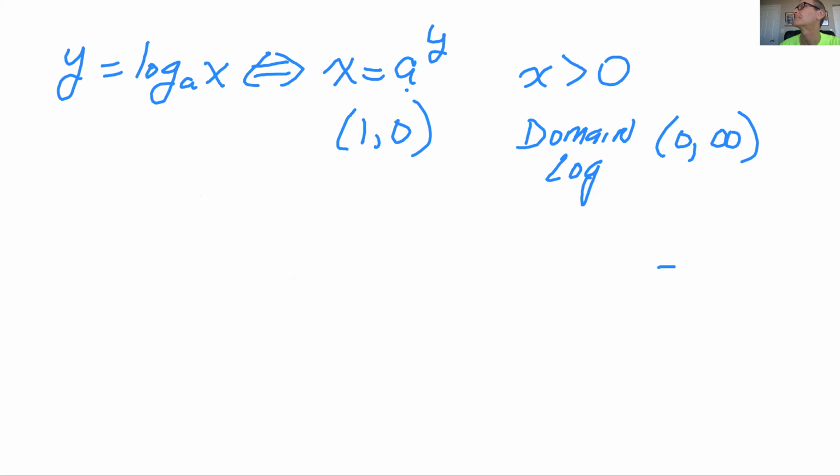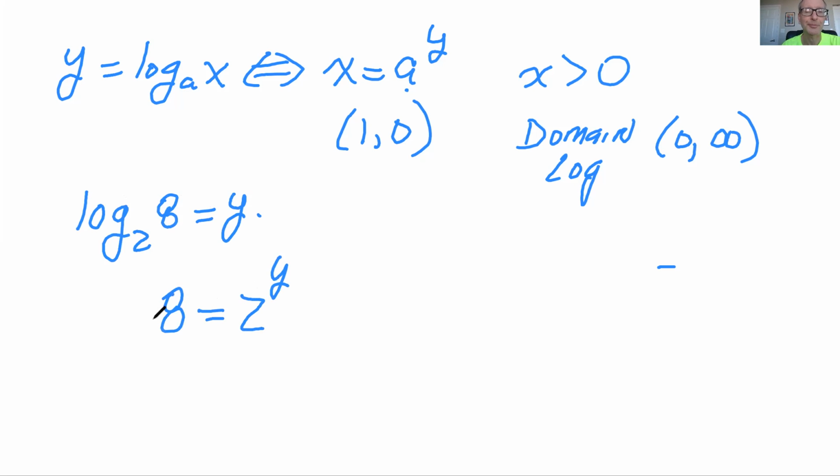Let's do this one. So say you have log base 2 of 8 equals y. So again, base is 2, exponent is the output, and the argument of the log is like that, and you know that is 2 to the 3rd equals 2 to the y, so you could see y equals 3.